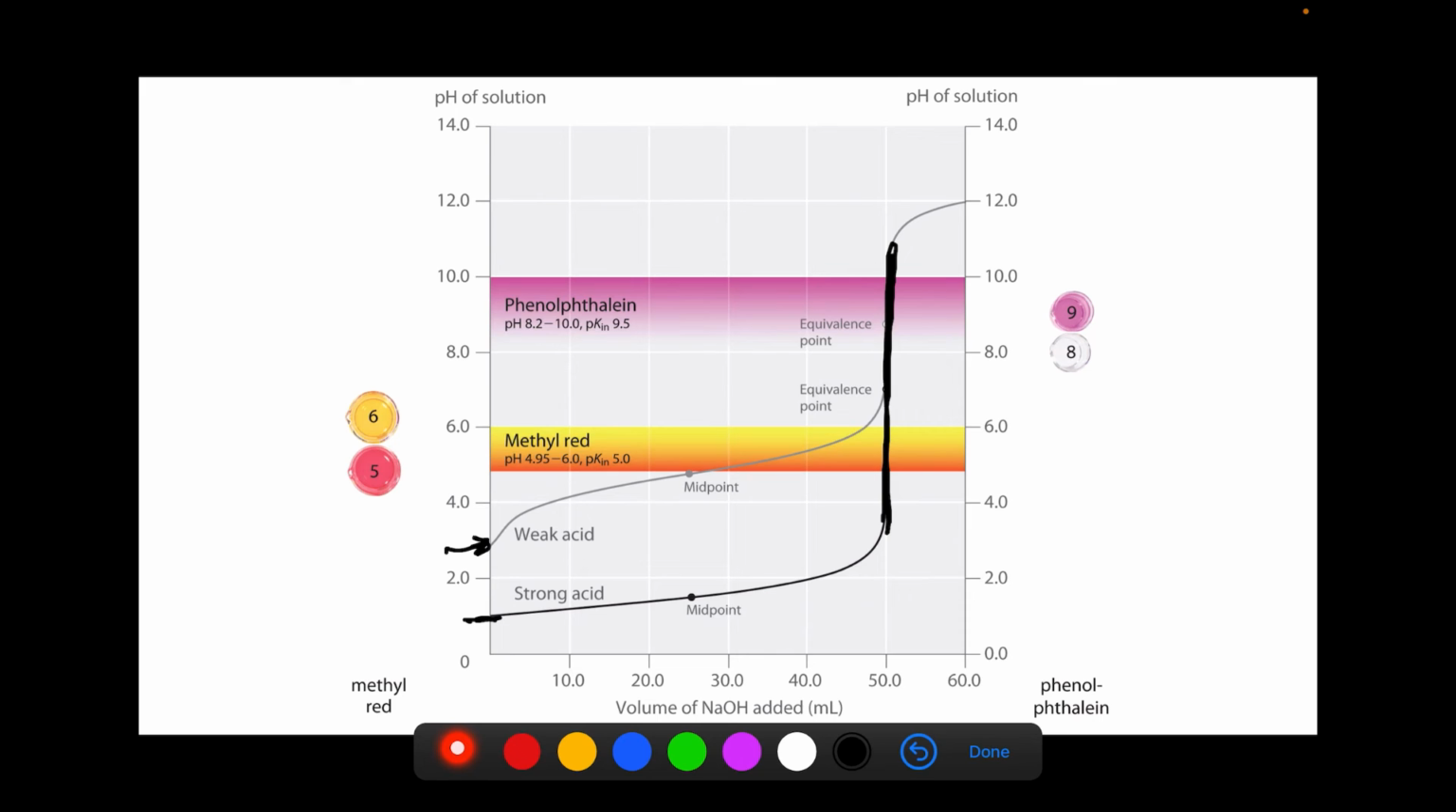Notice that the strong acid titration will have a long equivalence point, meaning that it spans several pH values. This means that there are lots of indicators that are appropriate for a strong titration. In this case, both phenolphthalein and methyl red would be appropriate indicators, since they both change color in the range of the equivalence point. Weak acid titrations, however, have a much shorter pH span for their equivalence point. Therefore, only phenolphthalein in this case would be an appropriate indicator. Notice that methyl red would change color before the equivalence point is reached.